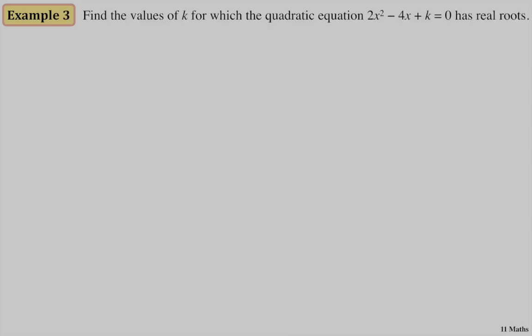Example 3, a little bit more challenging. It says find the values of k for which the quadratic equation there has real roots. Now, when do real roots actually exist? Well, they'll exist if the discriminant's positive. They'll exist if the discriminant's equal to 0. Real roots will not exist, there'll be no roots, if the discriminant is less than 0, if it's negative. So real roots exist when the discriminant is either positive or equal to 0. Well, that means b squared minus 4ac must be greater than or equal to 0.